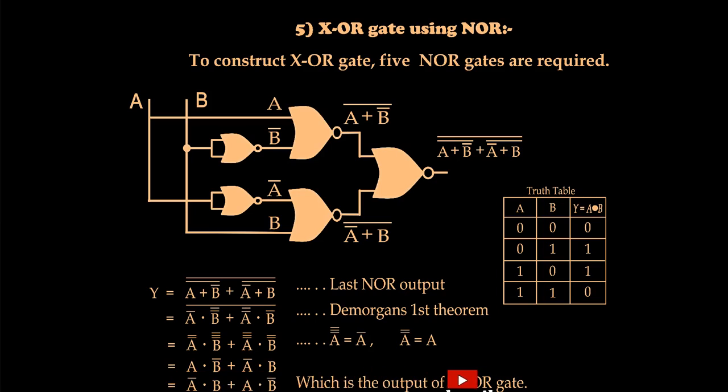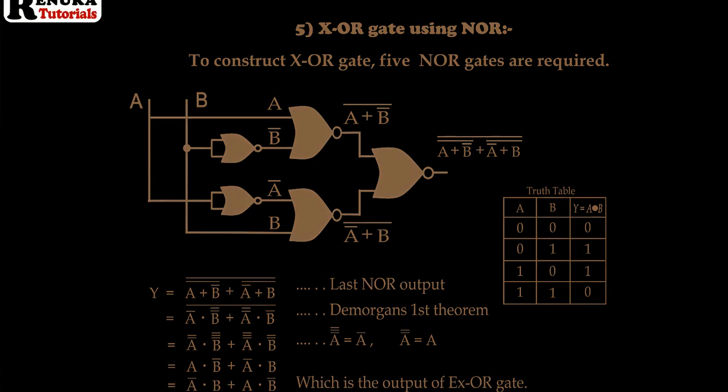If the whole complement is simplified, we will have A double complement dot B triple complement plus A triple complement dot B double complement. Double complement is no complement and triple complement is single complement. So here the output will be A dot B complement plus A complement dot B. We can rearrange these terms as per the Boolean equation of XOR gate. So the output will be A complement dot B plus A dot B complement, which is nothing but the output of XOR gate. If you put the values of A and B in the equation, we will get the output of XOR gate. So here we can construct XOR gate using NOR gate too.